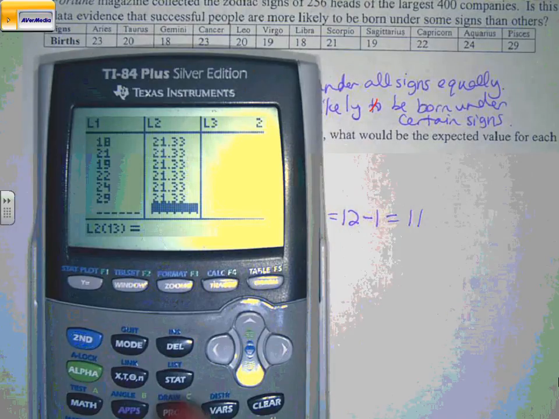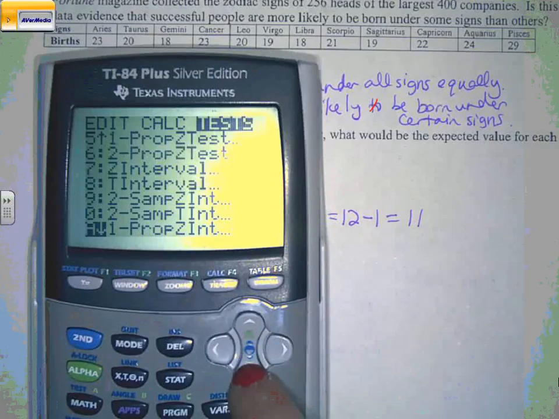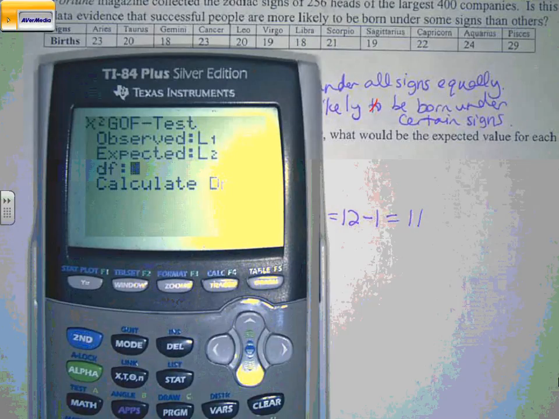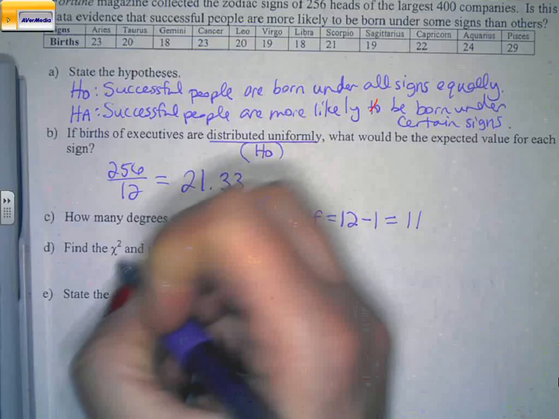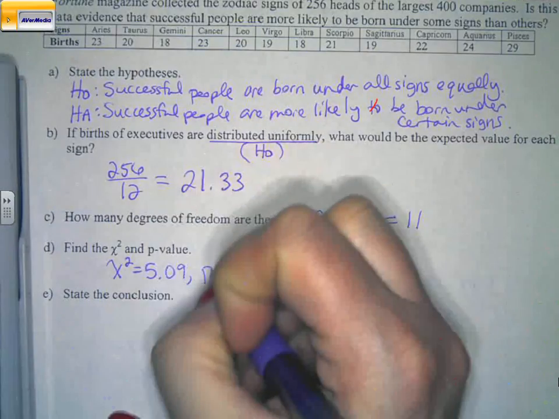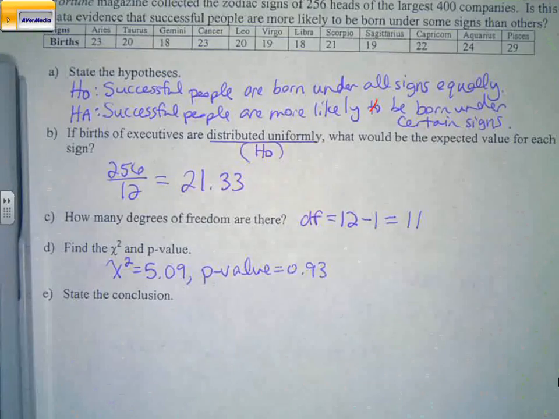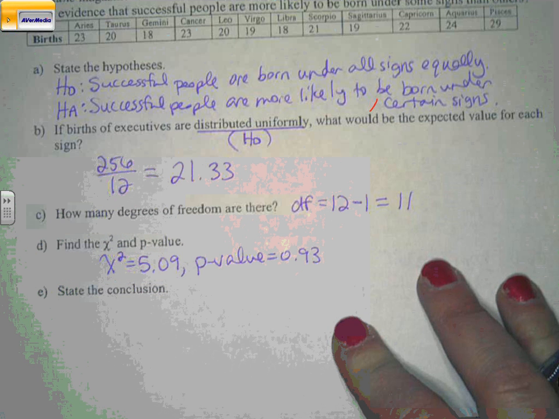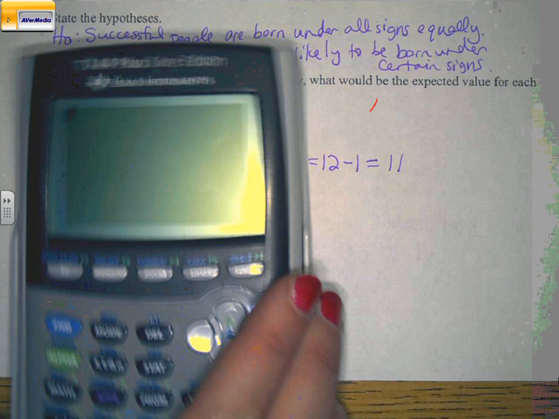Okay, now you just run the test. So stat, test, or program, find chi-squared GOF. L1 and L2 should be right. Our degrees of freedom is 11. It's not 111. Okay, so 5.09 for the chi-squared, p-value is 0.93.